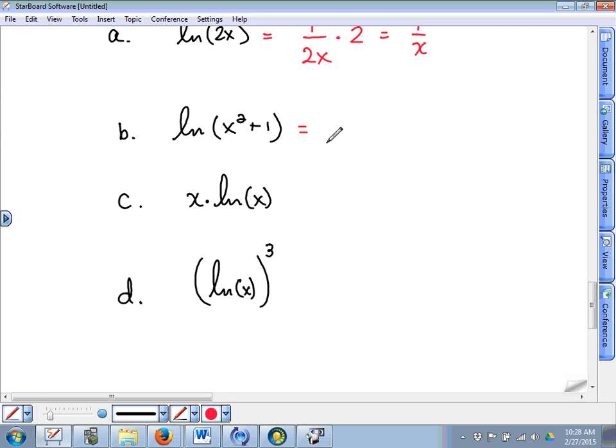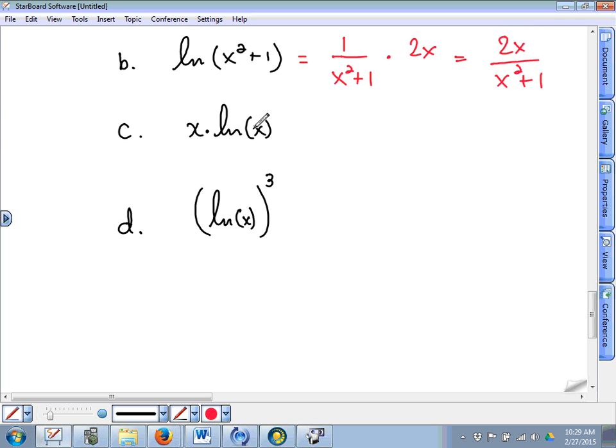We have a few more challenging exams coming up. 1 over x squared plus 1 times 2x, because this is the derivative of the inside function. So this is just 2x over x squared plus 1. You following now?